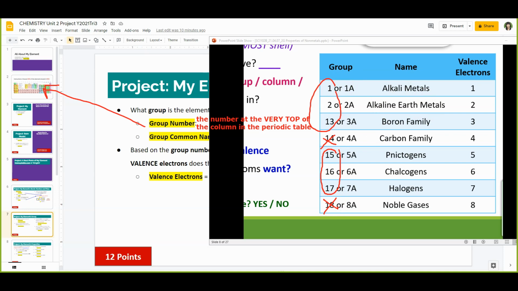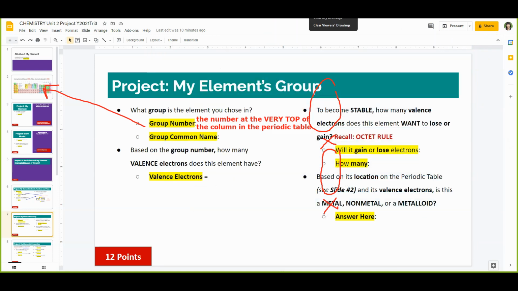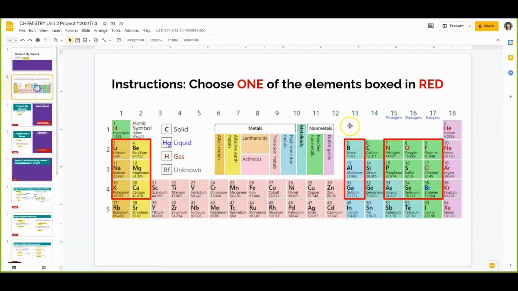If you're in group 1, you would say alkali metals. If you're in group 2, alkaline earth metals. Group 13, boron family. Group 15, the pnictogens. Group 16, the chalcogens. Or group 17, the halogens. Now the nice thing is, you might have noticed when we were first looking at that it actually has some of the names up here. So again, here are the pnictogens, chalcogens, halogens. The names are actually already there.